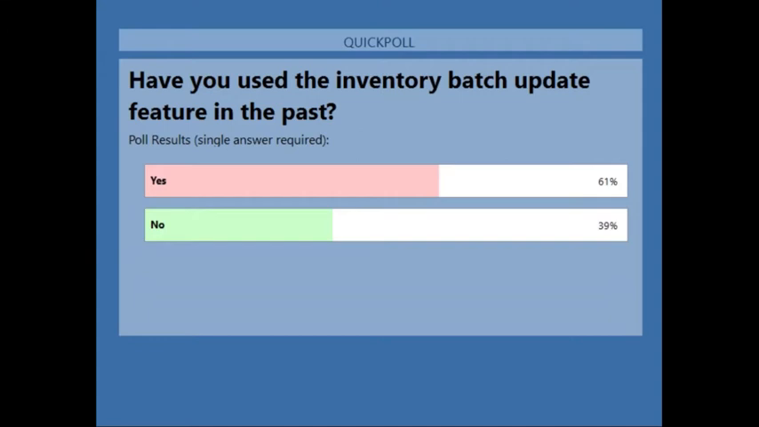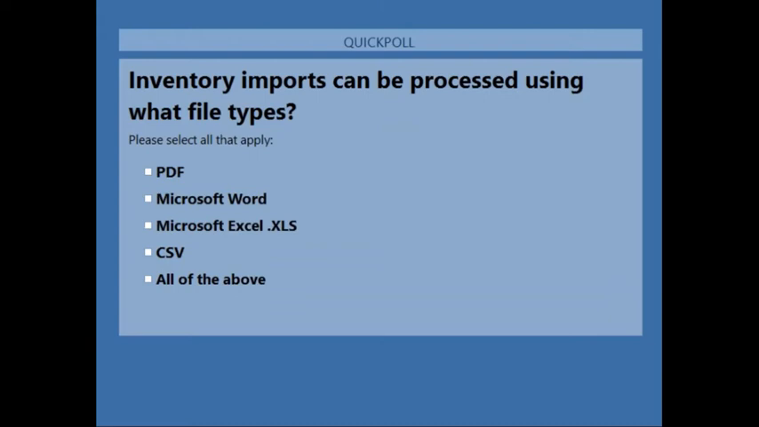Okay, we have another poll question we're going to run right away, so we're just going to throw the next poll question up here, if you would, Jeff. Okay, the next poll question is: inventory imports can be processed using what file types? This is pretty important. Can we use a PDF file? Can we use a Microsoft Word file? Can we use a Microsoft Excel or a CSV file?